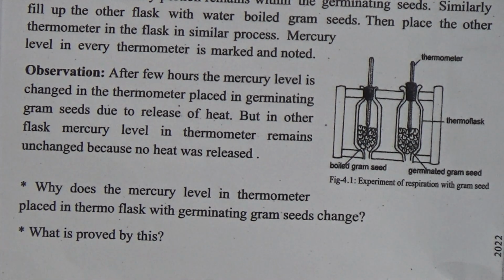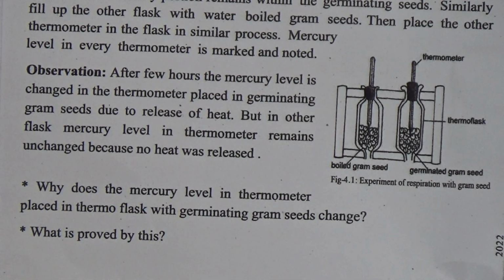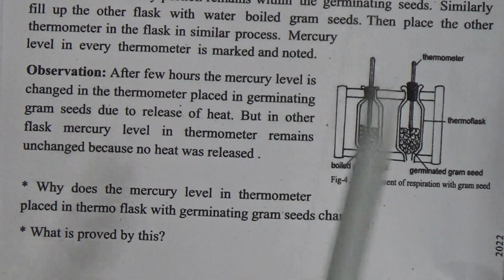Now, why does the mercury level in the thermometer placed in the thermoflask with germinating gram seeds change, and what is proved by this? By this experiment, we can understand that heat is produced, and the mercury level of the thermometer rises in the germinating gram seeds.